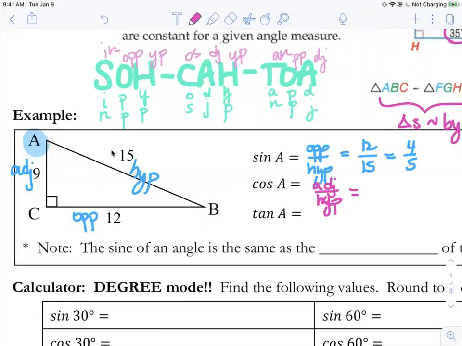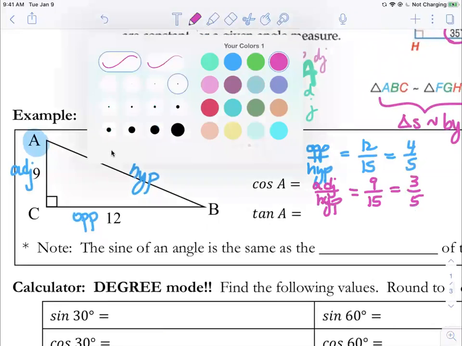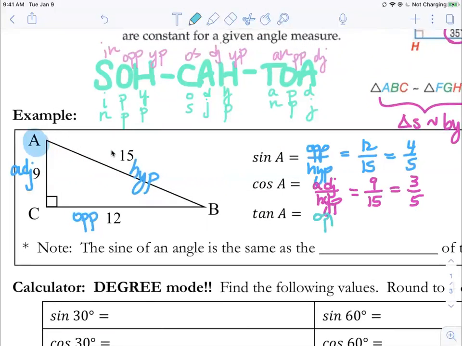Okay, so for angle A, adjacent is 9, hypotenuse is 15. Take out a 3, 3/5. And then tangent of angle A is opposite over adjacent. So it's going to be 12 over 9. Take out a 3, 4/3.